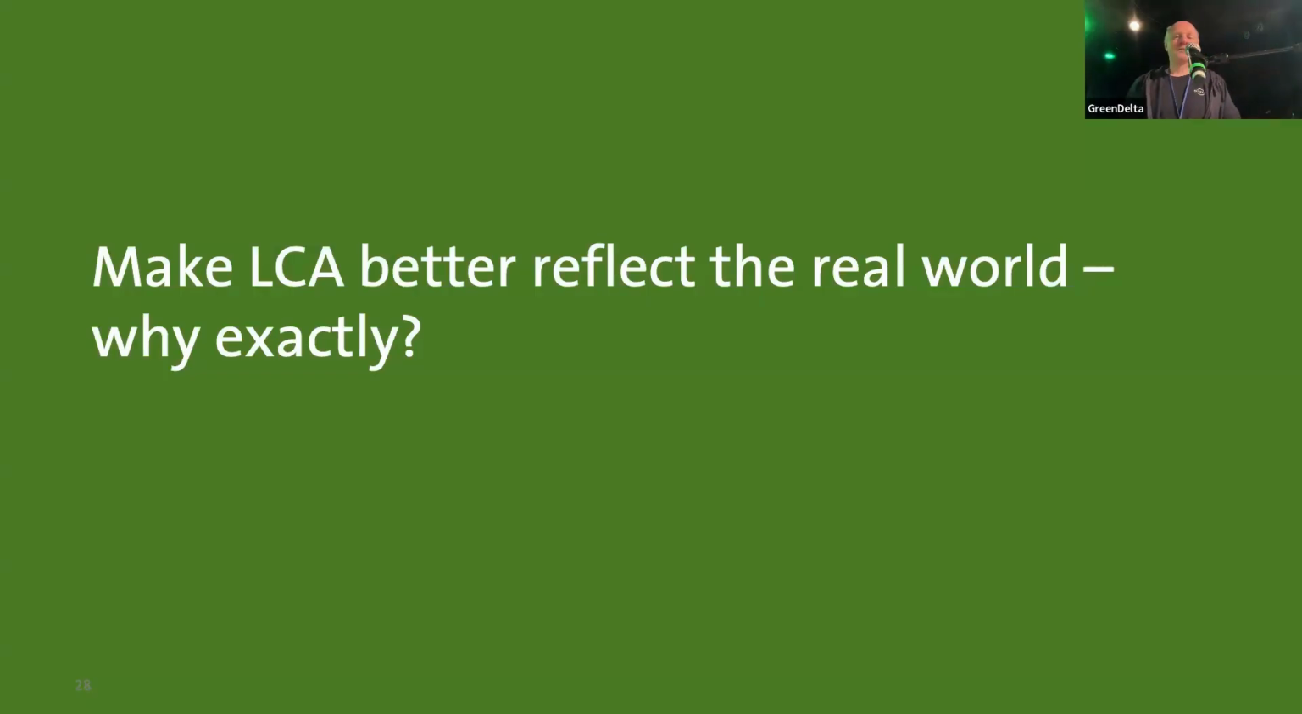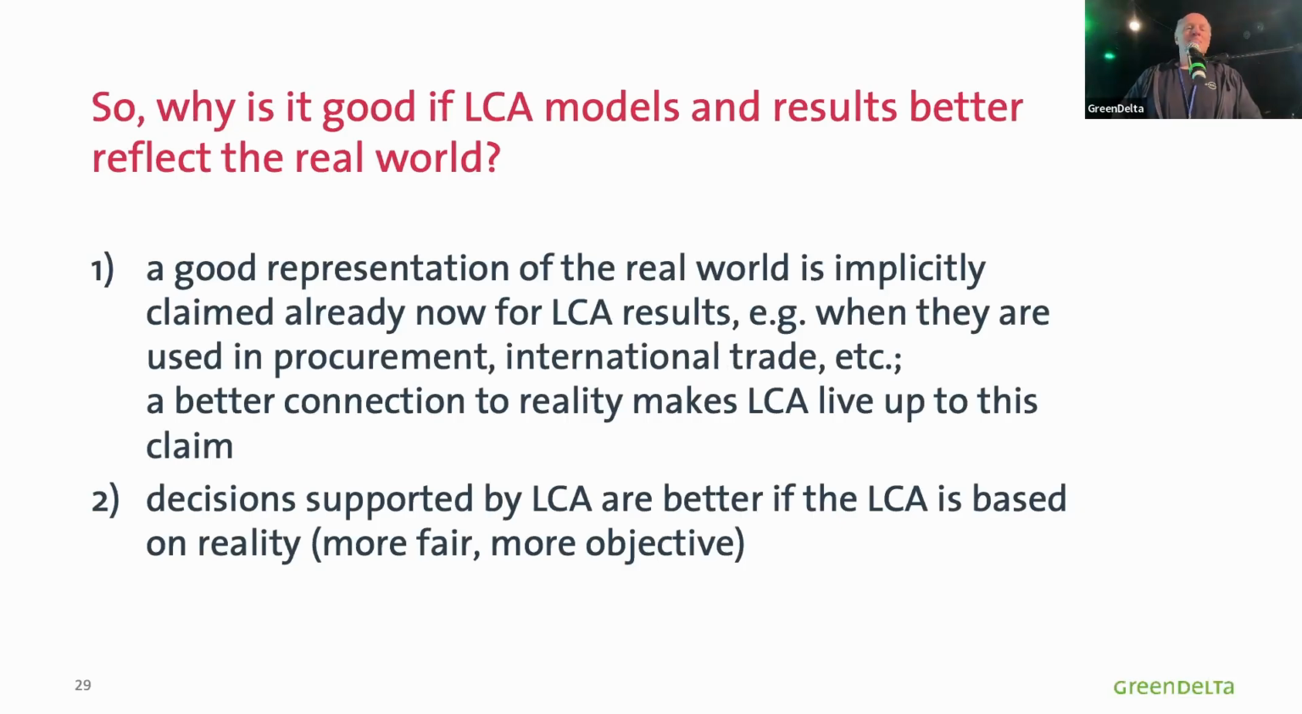So how can we do this? Maybe, and I don't have a complete solution, of course. First, why is this better? I think for 2 reasons. One, a good representation of the real world is implicitly already claimed now. When you say in CBAM, for example, that we charge customs fees for Chinese products that enter the European market, depending on the LCA result, then of course we claim somehow that this is not a made-up number, but that it represents the real product. And I think decisions are also fairer and more objective if they are better based on reality.